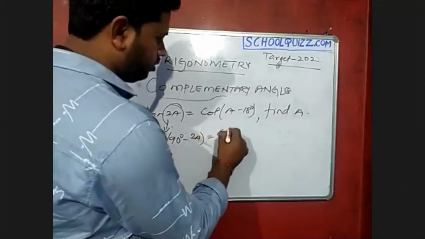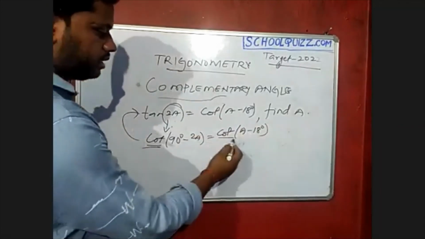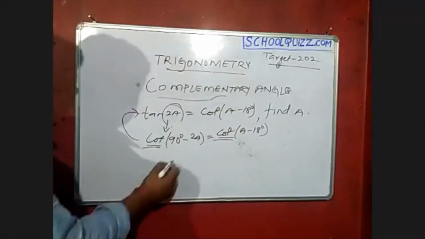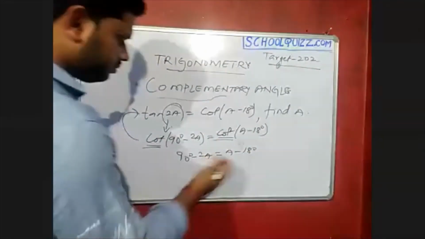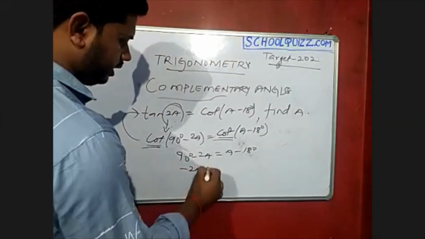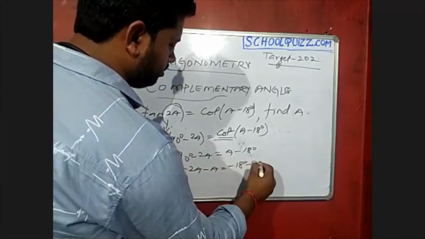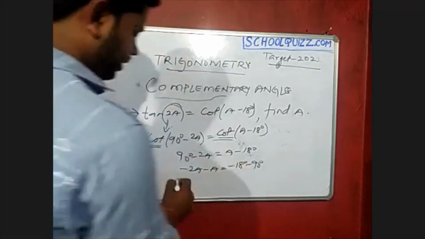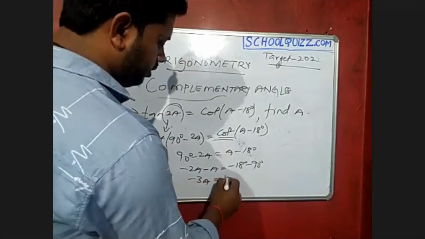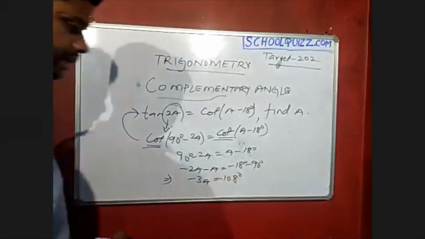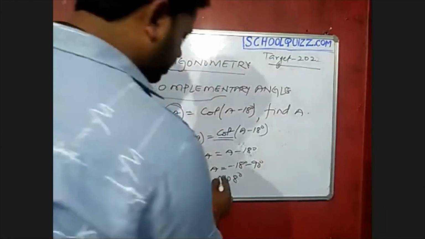And this side is cot of a minus 18 degrees. We know that both sides' ratios are the same, so the angles will also be the same. So we can compare that 90 degrees minus 2a equals a minus 18 degrees. Taking a to this side, minus 2a, minus a, and minus 18 degrees, and 90 going to that side means minus 90 degrees. So we are getting minus 2a minus a, which is minus 3a, equals minus 108 degrees. 90 plus 10 is 100, plus 8 is 108 degrees.